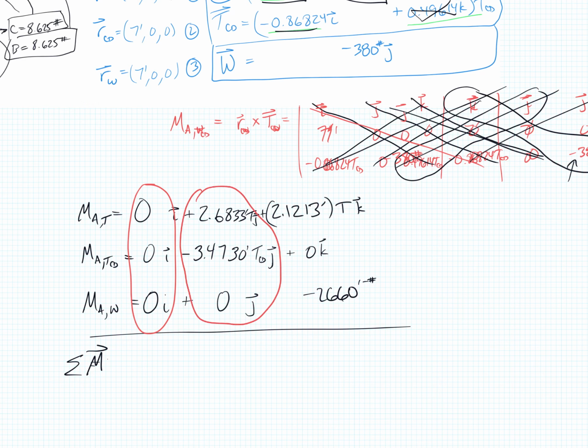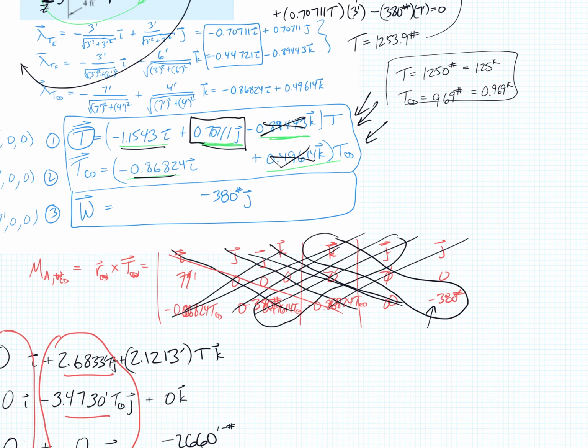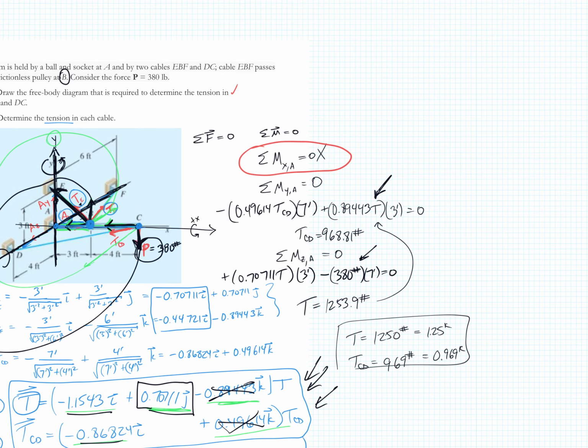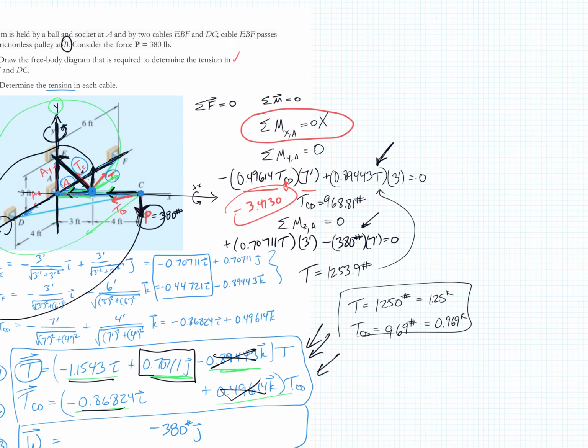If I add those up and I know that the sum of the moments equals 0, all this is going to be 0, which means these two things, 2.6833 TJ plus, so positive, minus 3.4730 TCD. So if we go up here, that's these numbers right here. If I multiply those two, let's just do that real quick. 7 times 0.49614 is going to give me 3.4730, negative 3.4730, which is the same coefficient we have on CD down here.